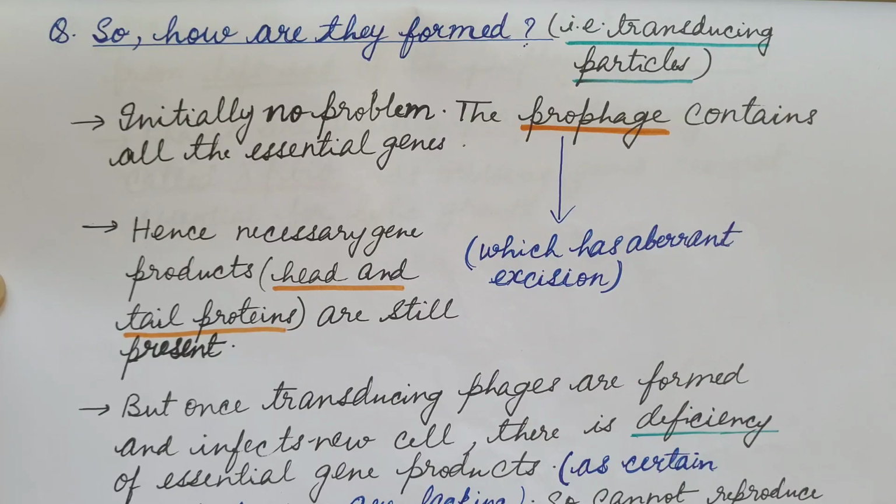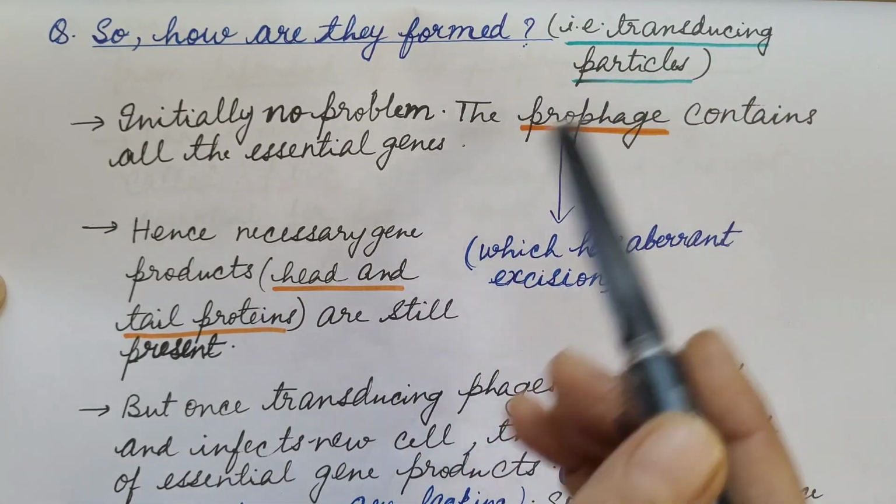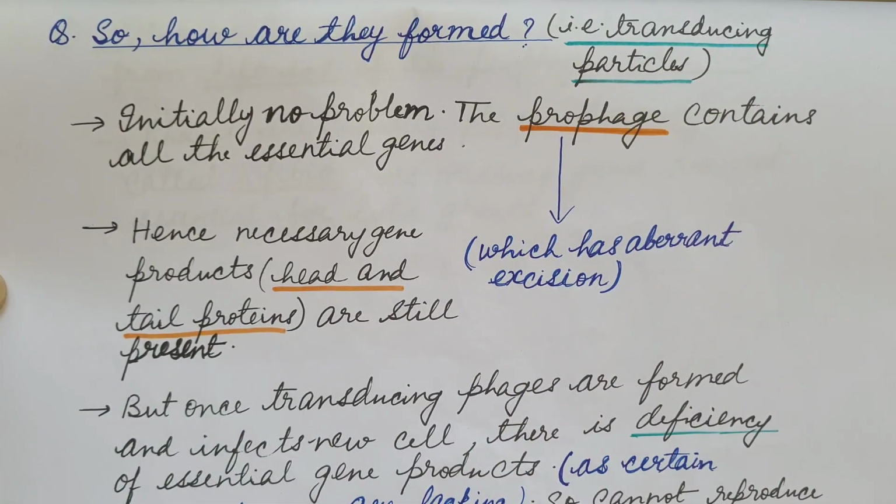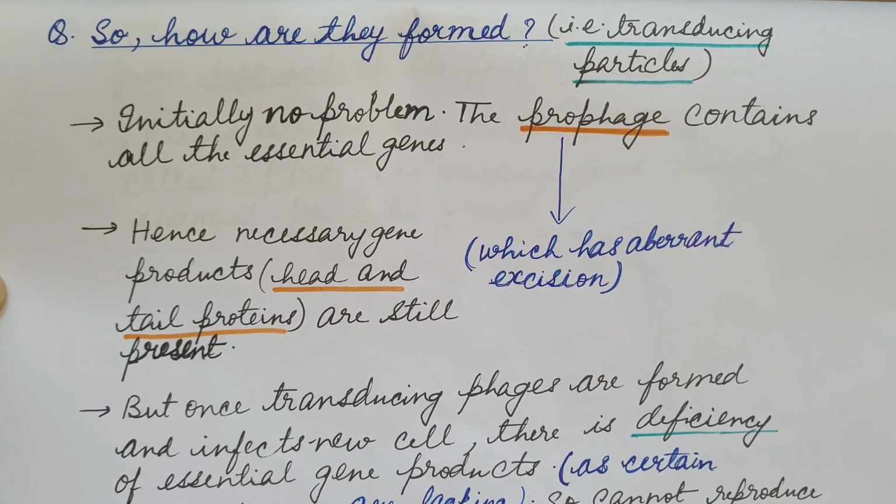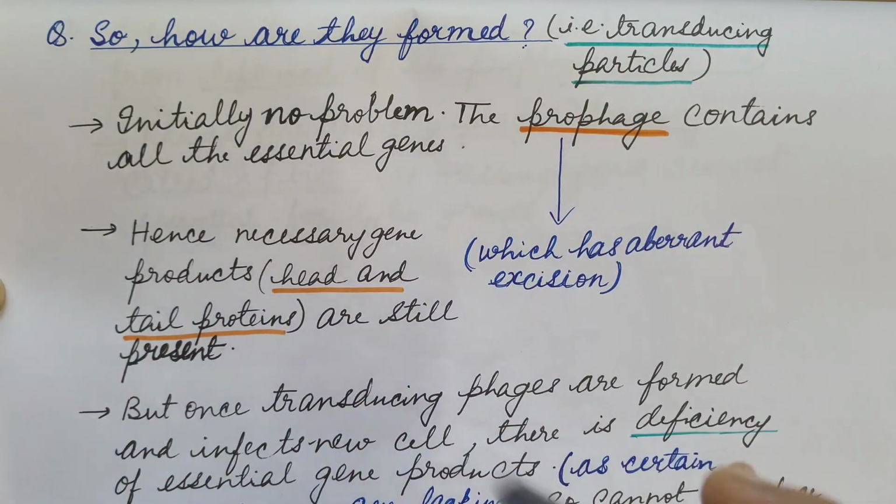So, what we have seen is that transducing particles lack tail and sometimes head genes. So, now you might be thinking about how these transducing particles are formed.